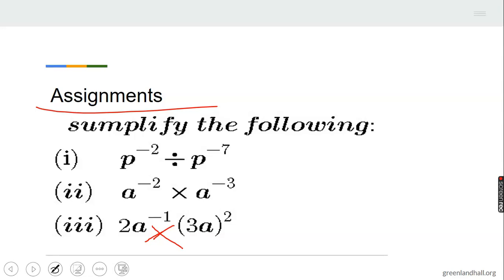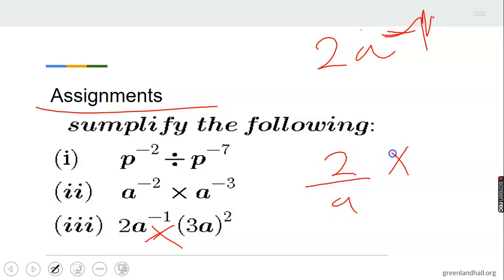You can see this is 2 raised to power minus 1. Don't forget, this minus 1 is for this a only. To write this, it will be 2 all over a times this content. You can see this bracket, this 2 is affecting the content of this bracket. That will be 3a raised to power 2.